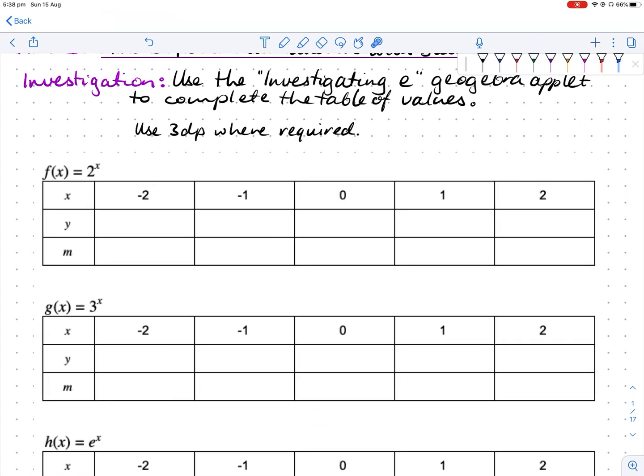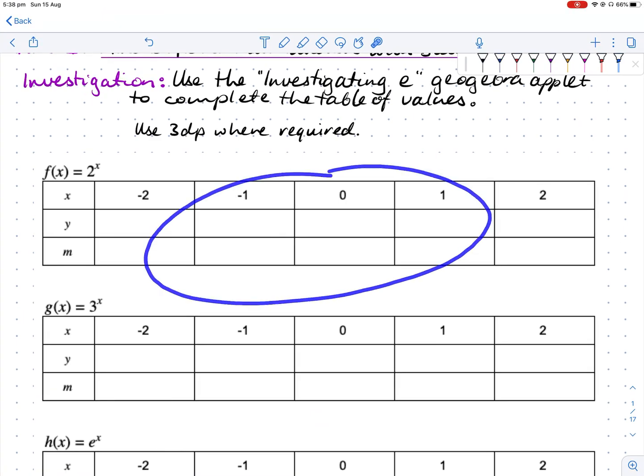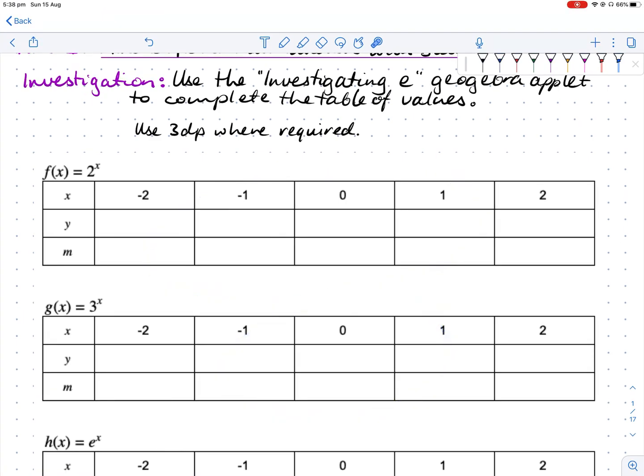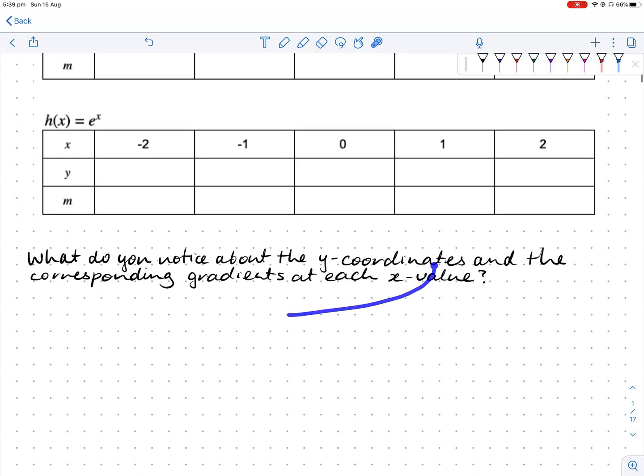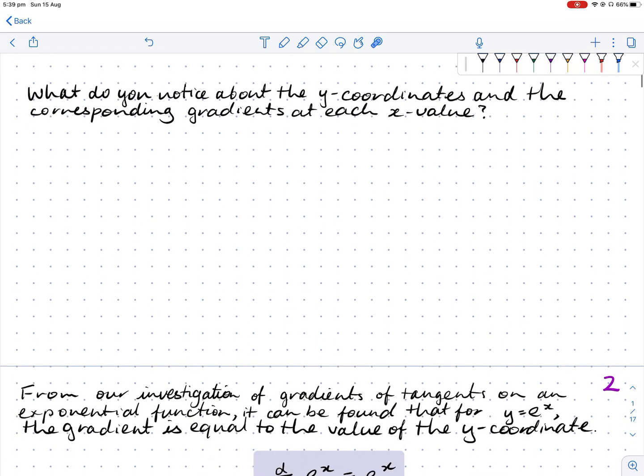So what I'm going to do is I'm going to get you to fill in these tables yourself. Okay, you should be able to just move that slider back and forth in order to work out those numbers, and then you should be able to answer this question because I've sort of spoken about this already. So that's for you to do.